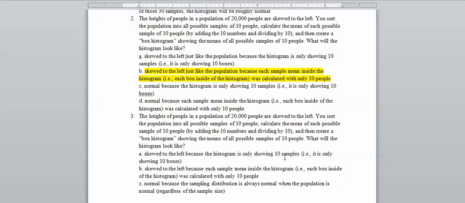Number 3, I made an accident, and I think I wrote out the same question. But what if I had said normal? Normally distributed. And we calculate the means of all possible samples of 10 people at a time. Well, the sampling distribution that we're going to end up creating will be normal, because, like I said, if the population is normal, the sampling distribution is always normal. It doesn't matter what the sample size is.